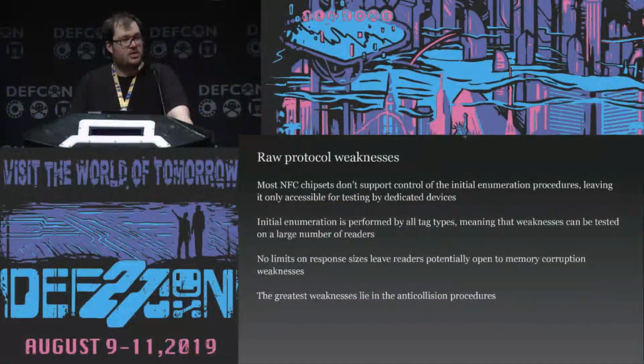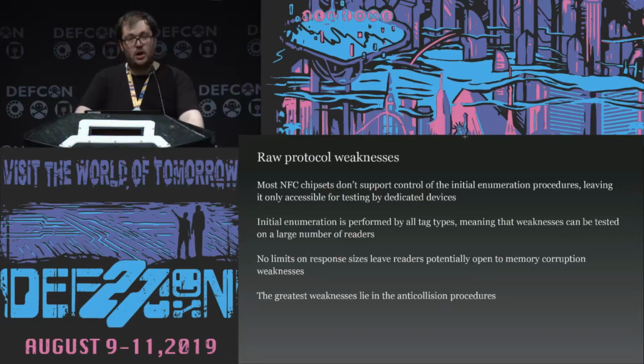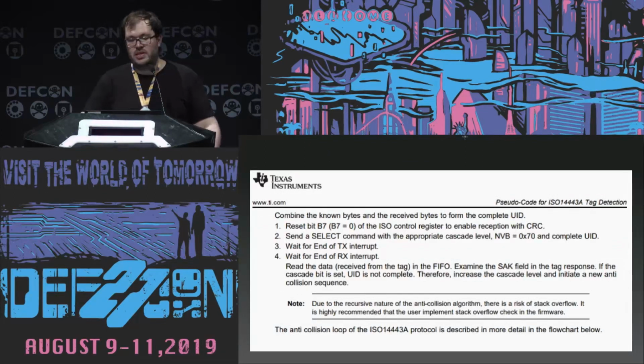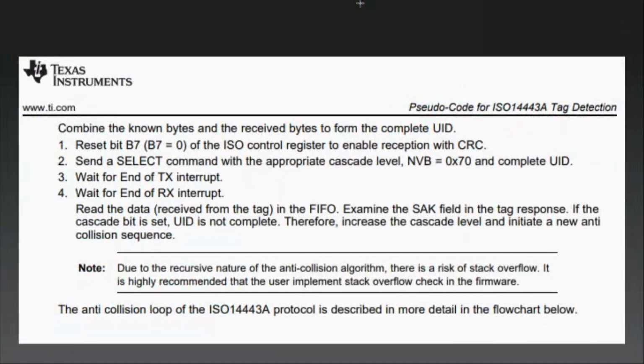The big thing is that initial enumeration, that's sending requests to identify unique identifiers, is performed by all tag types of this range, meaning that if I found an attack there that was viable on the readers, that would be very useful in a lot of places. A big thing as well that I noticed was I could send a lot of data, basically fuzzing responses to requests, in order to see if the device would crash or get confused. This sometimes happened, but it wasn't really a viable attack. I found that the greatest weaknesses lie in the anti-collision procedures myself. Now, I like this bit of the documentation of Texas Instruments' pseudocode for tag detection. The note is extremely important.